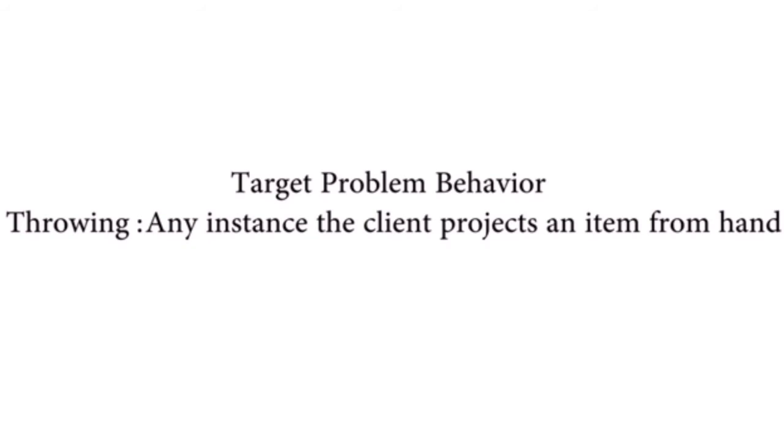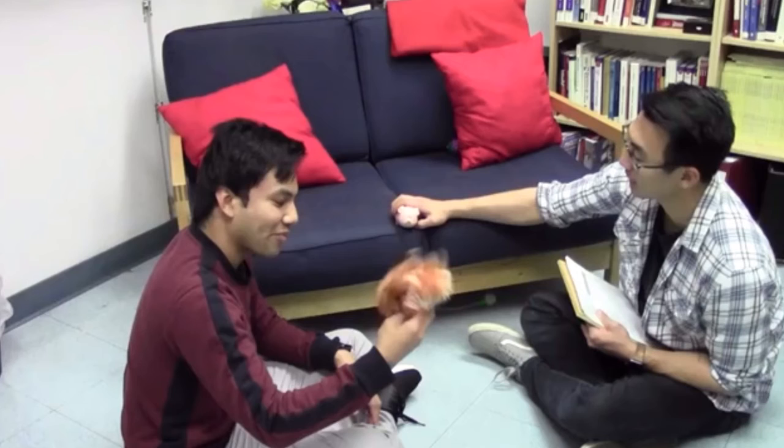Just for the sake of this video, we'll be looking at throwing as the target problem behavior. Throwing will be defined as any instance the client projects an item from his hand. In the following video, I want you to notice how the instructor took the toy away from the client and did not provide access to the item, as well as waited for 30 seconds after the end of the problem behavior before beginning the next trial.